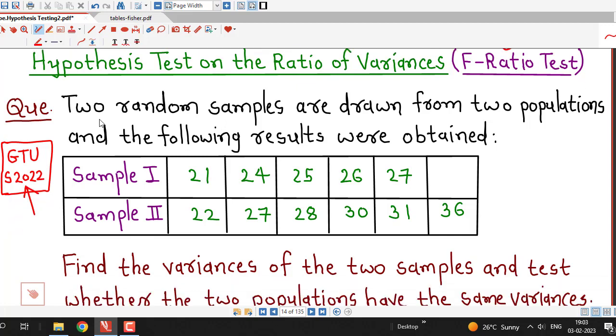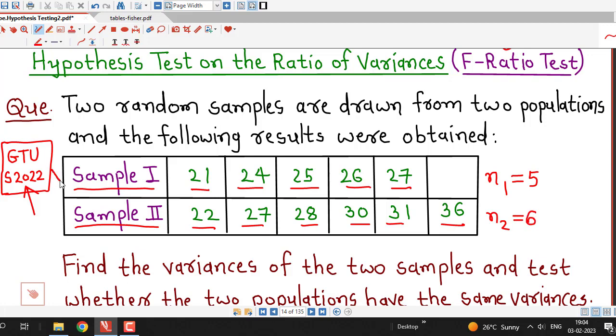The question is, two random samples are drawn from two populations and the following results were obtained. So here we are given the observations for sample 1 and sample 2. In sample 1 we have 1, 2, 3, 4 and 5 observations. Therefore sample size is n1 equal to 5 for sample 1. In sample 2 we have 1, 2, 3, 4, 5 and 6 observations. So sample size for sample 2 is n2 equal to 6.